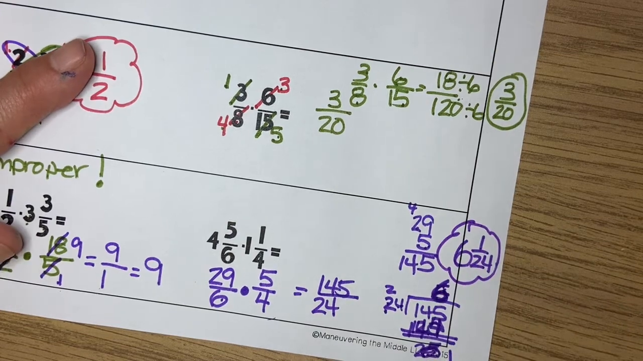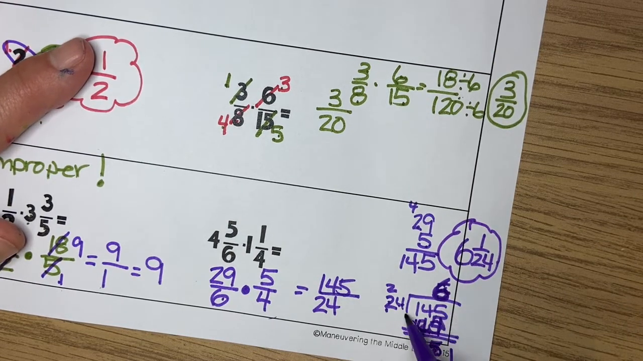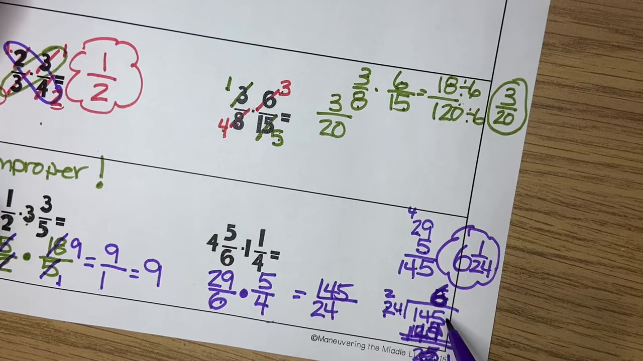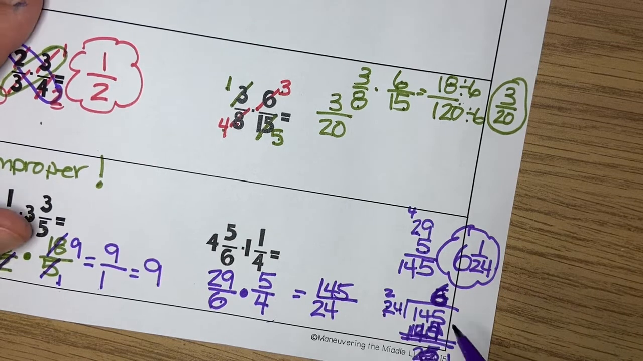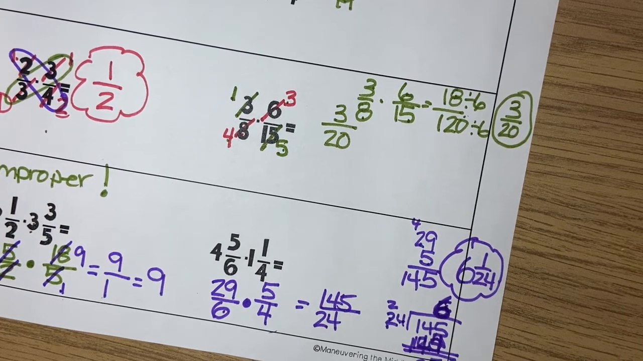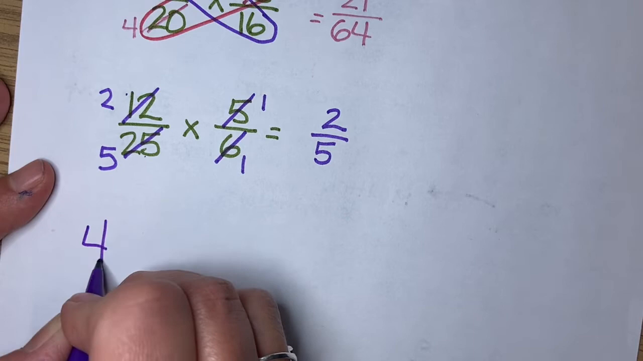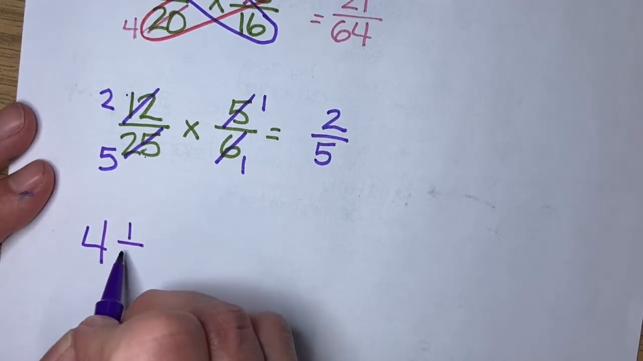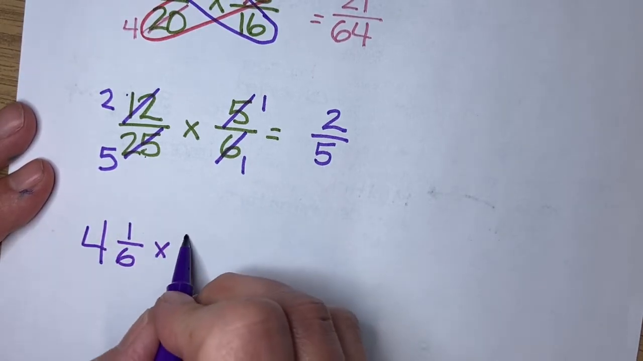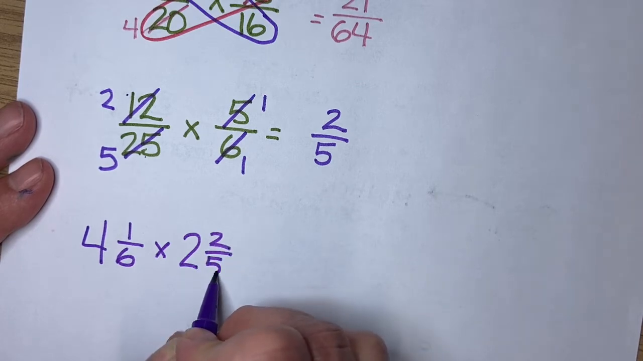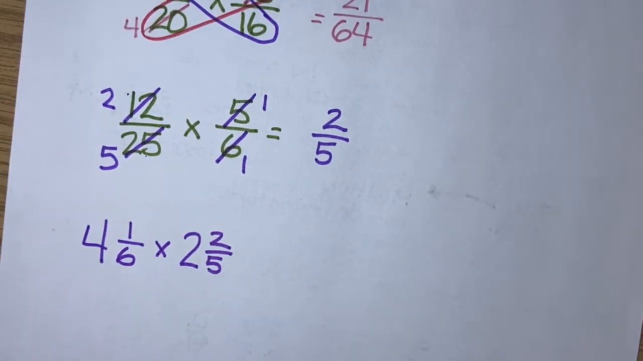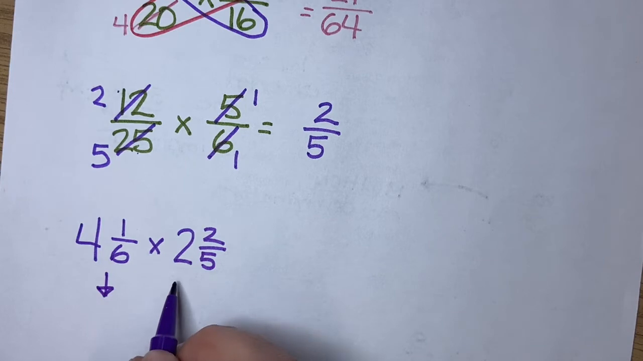Okay. So you're not always going to go in the right times, because I estimated and I thought, well, it's going to be around 5 or 6, and it ended up being 6. All right, let's try another mixed number on the back. So let's say I have 4 and 1/6 times 2 and 2/5. I'm going to change it to improper.